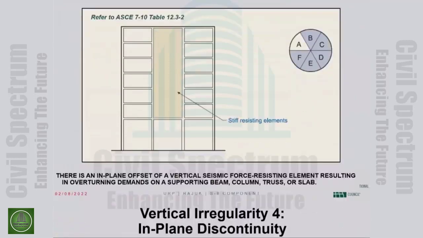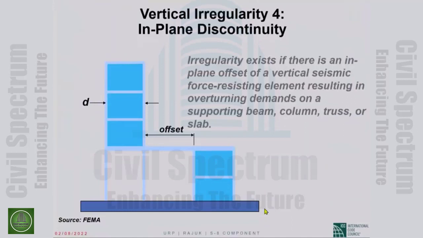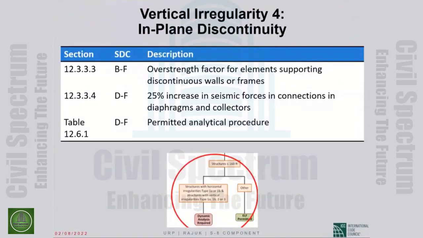I think the FEMA picture is better. An in plane irregularity exists if there is an in plane offset of a vertical seismic force resisting system, resulting in overturning demands on a supporting beam, column, truss, or slab. So if that happens, then there is overturning demand on this beam, the transfer girder. And so this is the definition of vertical irregularity type 4.